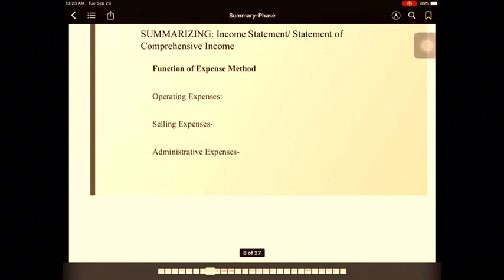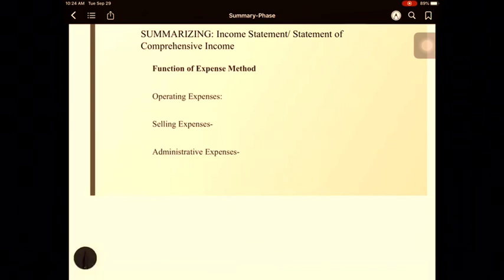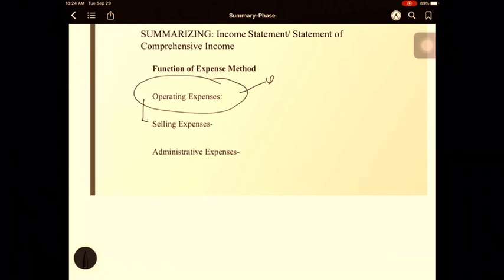All right, so when we say operating expense, again, operating expense, as I've told you a while back, is the general term for all the expenses incurred by the business in its profit generating activity. Your operating expense may be divided into two. We have the selling or distribution expenses. We also have the administrative expenses, also called general and administrative expenses.